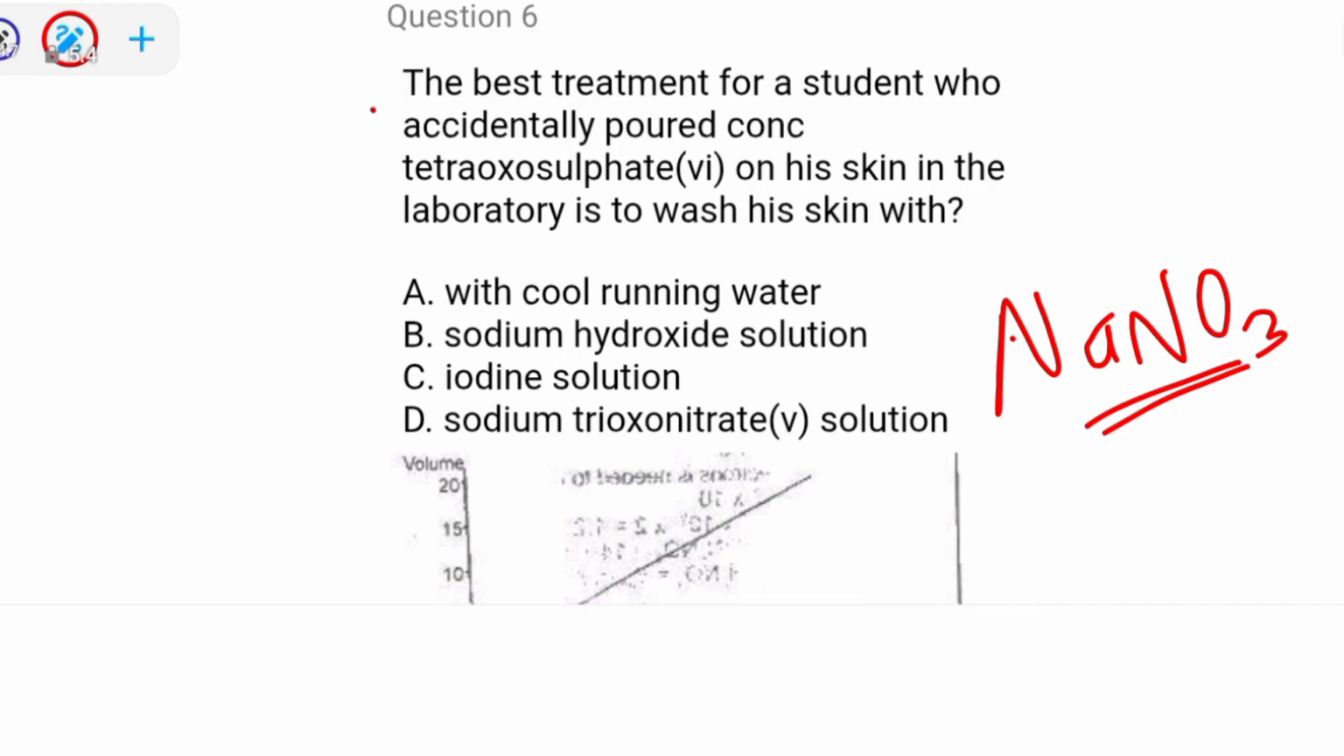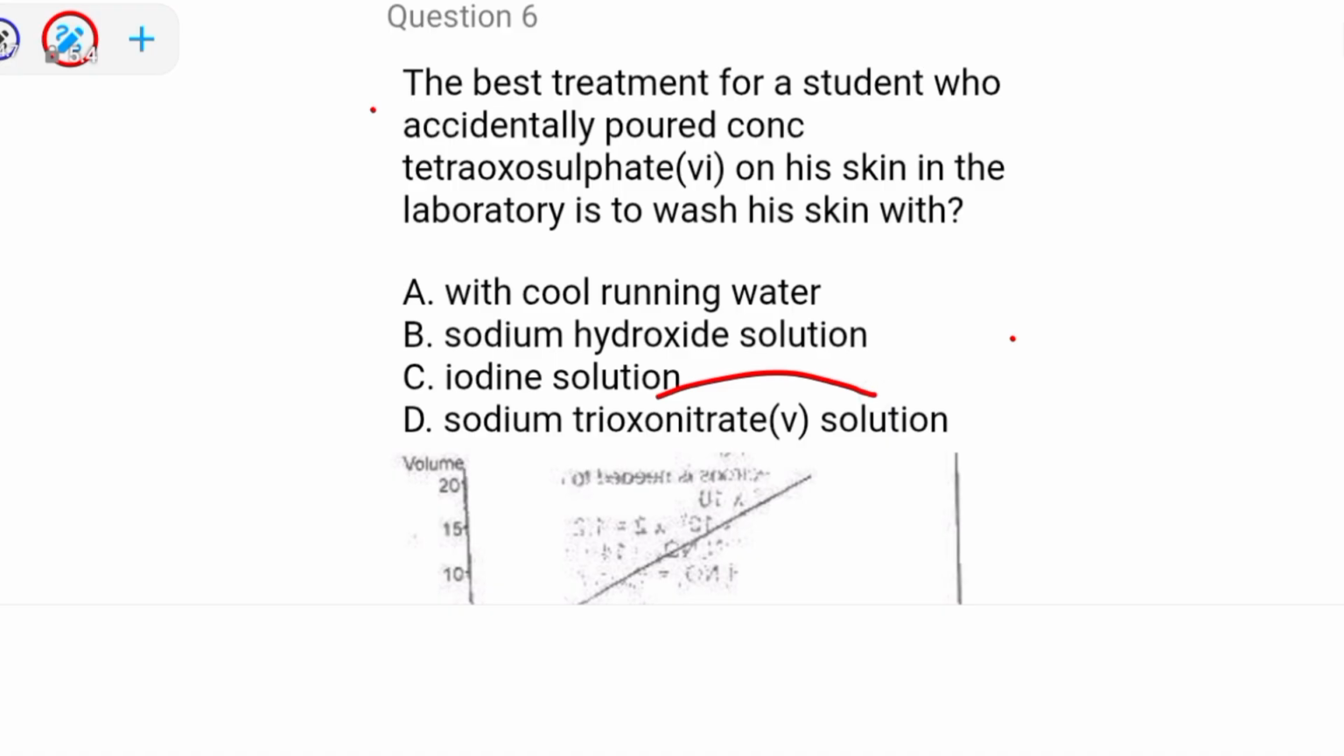So it's going to cause more reaction, okay? It's going to cause more reaction. That will be very, very dangerous. The next one is with iodine solution. The same thing with this option D. Okay, it's going to cause more reaction.